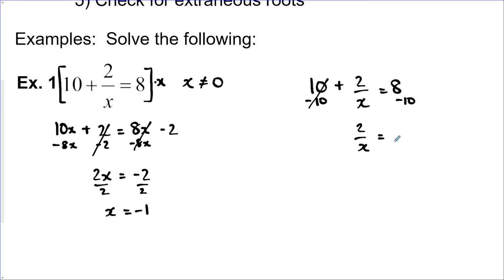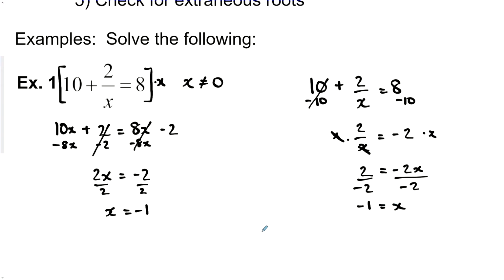This gives us negative 2. Now we can multiply by x on both sides to get rid of it there, and divide by negative 2 on both sides. And they end up with the same answer, just different algebra. And again, it doesn't matter what algebra steps you take, as long as they're correct algebra.